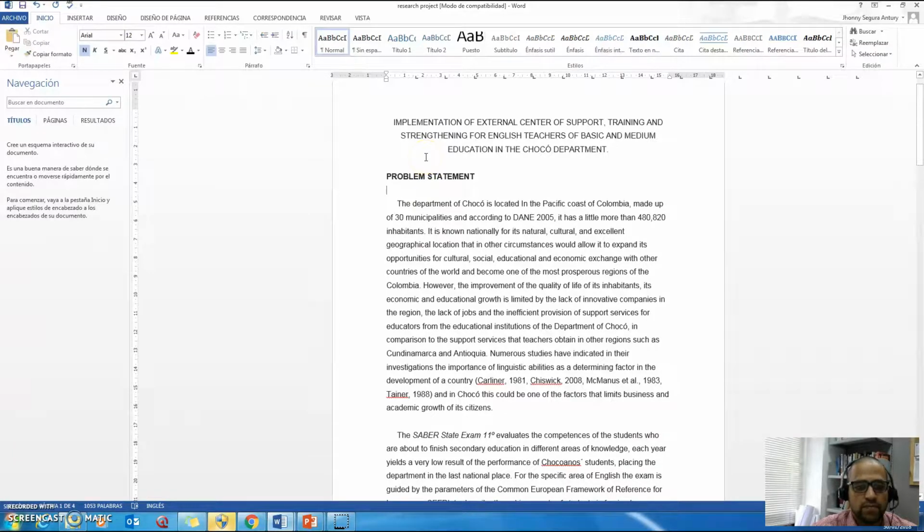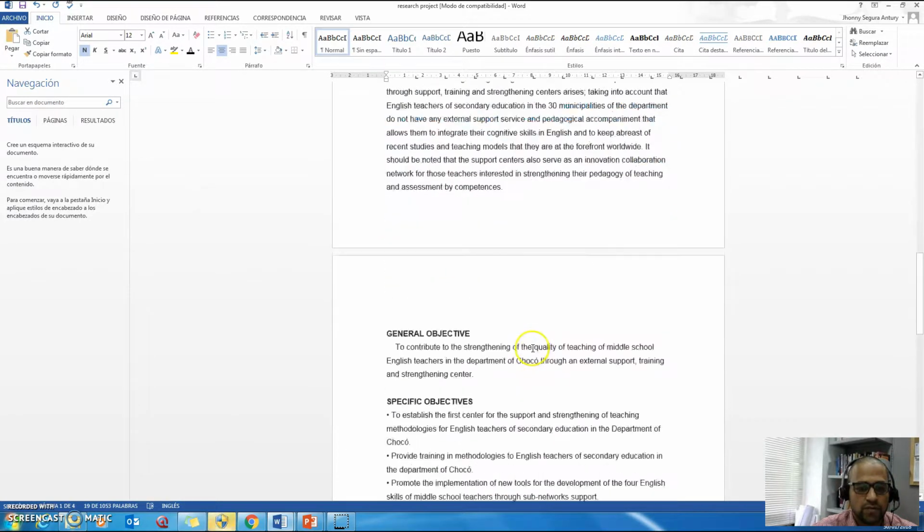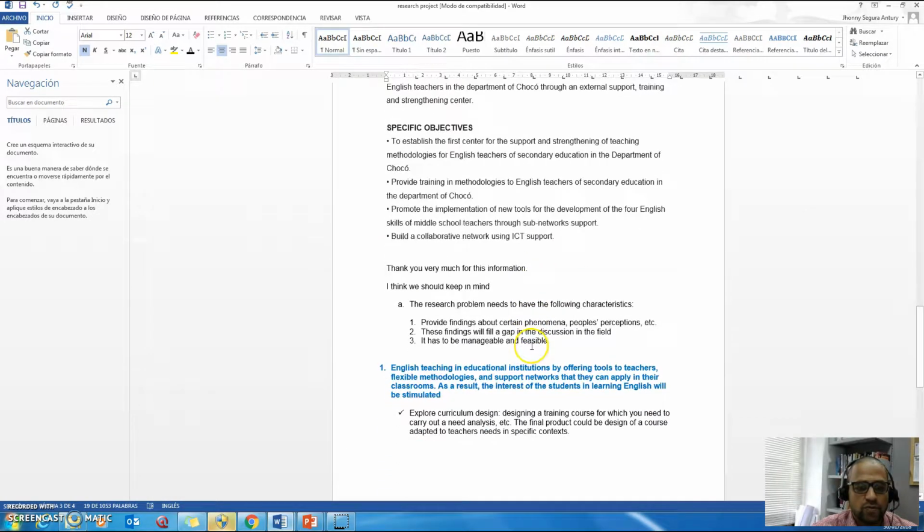You start by saying this is the implementation of an external center of support, training, and strengthening for English teachers of basic and middle education in Choco department. Okay, now one of the things we have to keep in mind when doing research problems is that the research problem needs to have the following characteristics. We need to provide findings about certain phenomena, people's perceptions, etc.